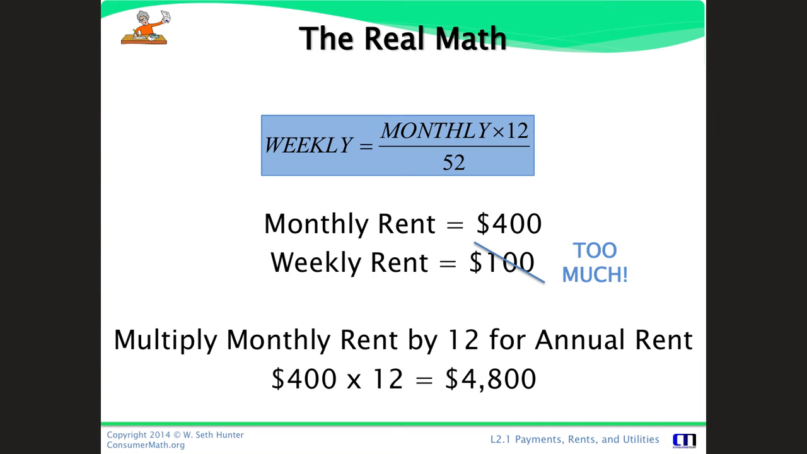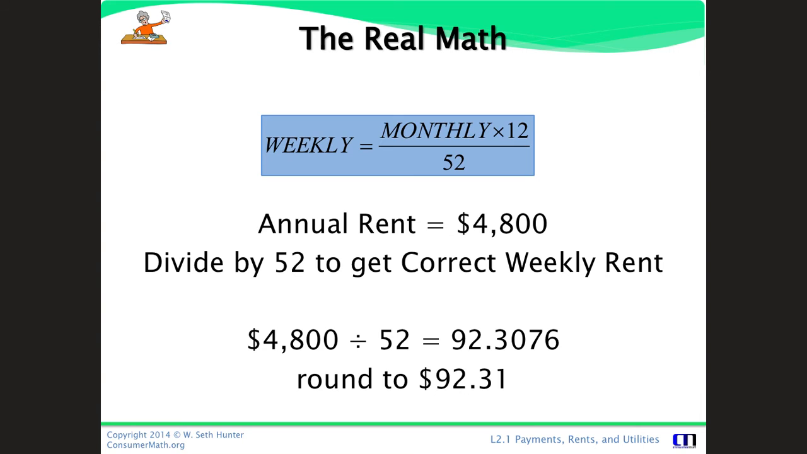So if you're going to do your math for your monthly rent, you multiply it by 12 to get your annual rent. If it was 400 a month, you'd do 400 times 12. That'd be 4,800. And then you divide it by 52 weeks in the year to get the correct weekly rent. You would not divide it by 48. And you would round that to the nearest cent, so $92.31.